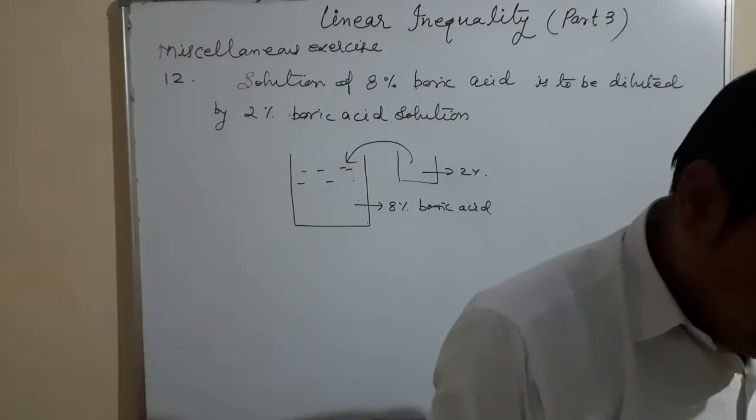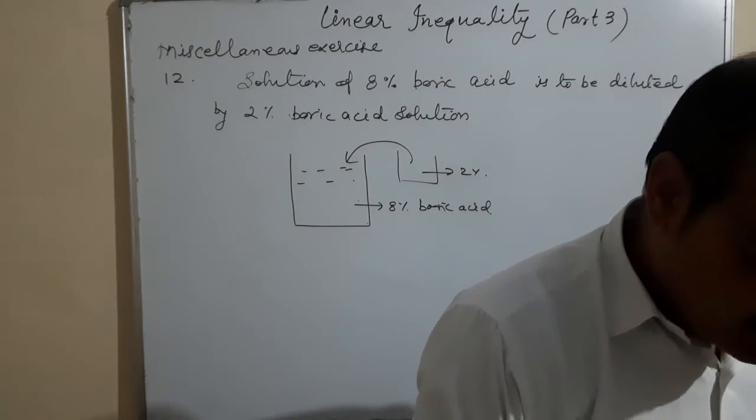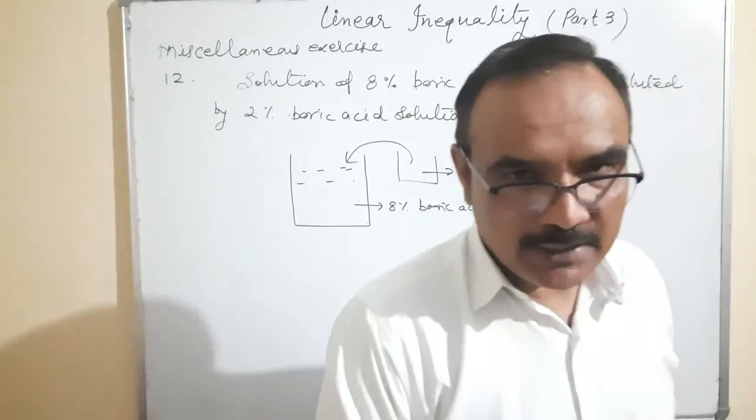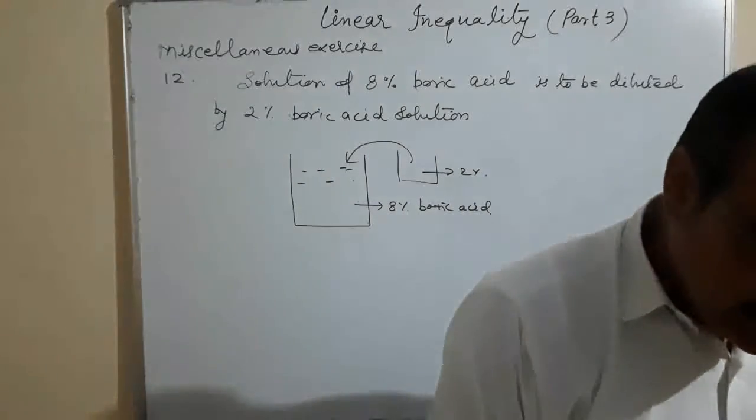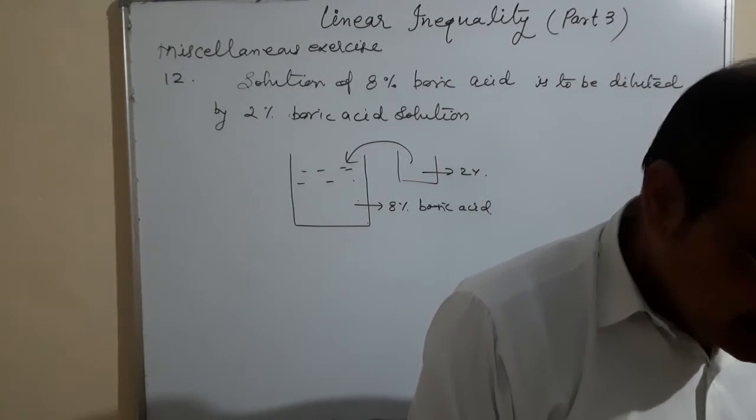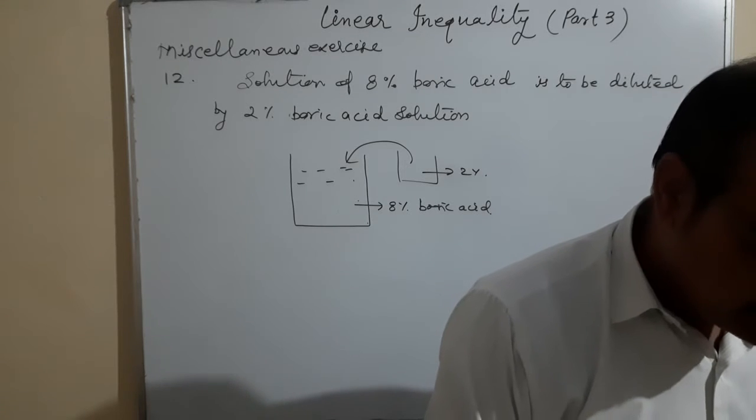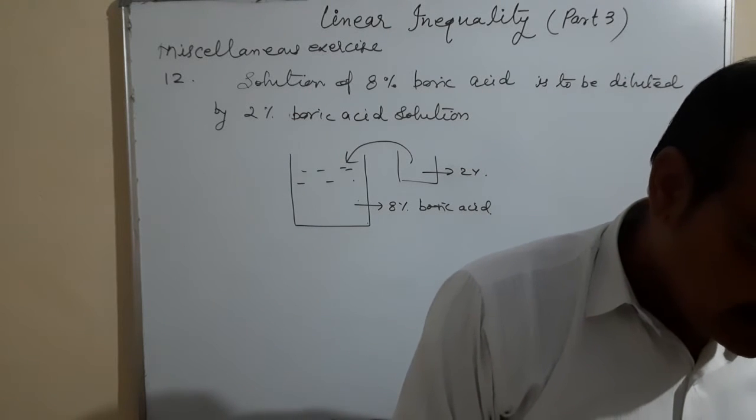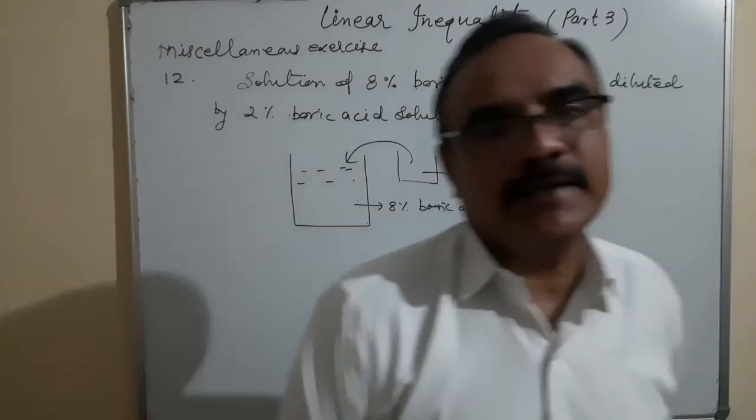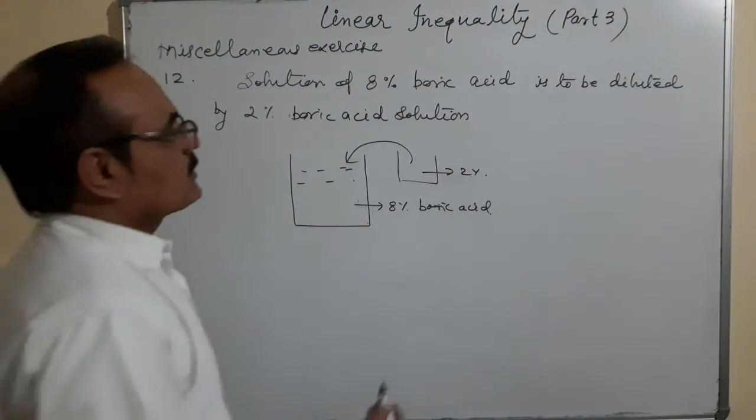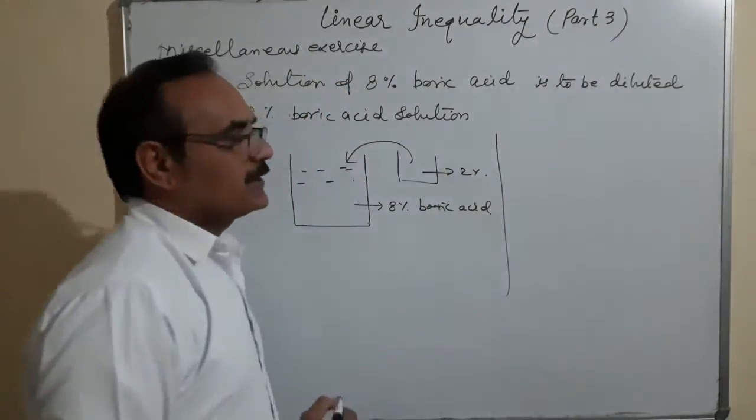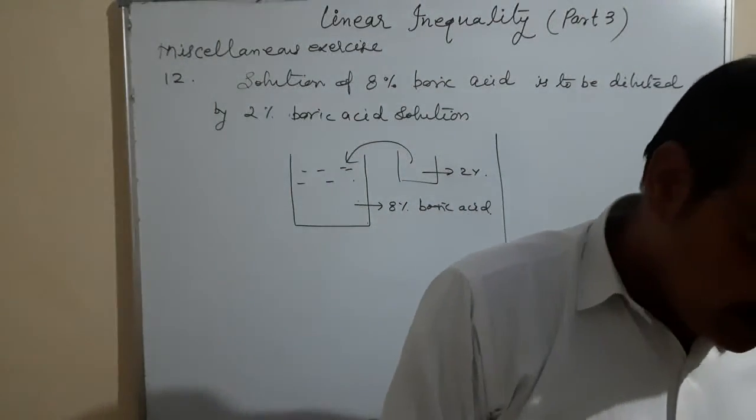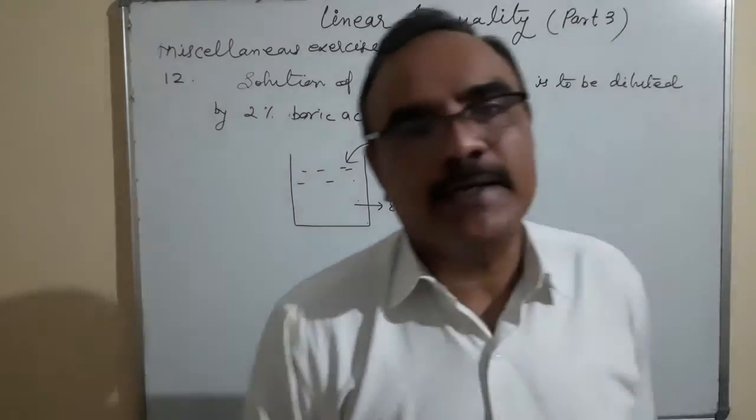The condition is the resulting mixture is to be more than 4% but less than 6% boric acid. We have 640 liters of 8% solution. How many liters of 2% solution will have to be added? The last line, I am not writing the complete question here, is how many liters of 2% solution will have to be added?